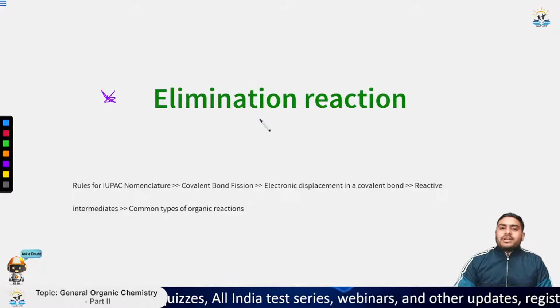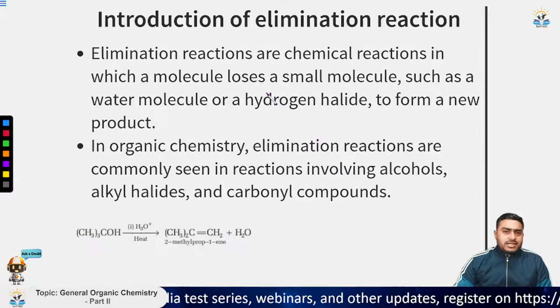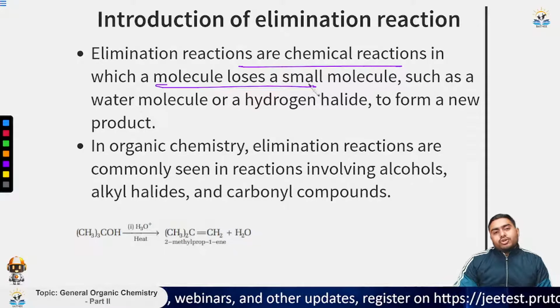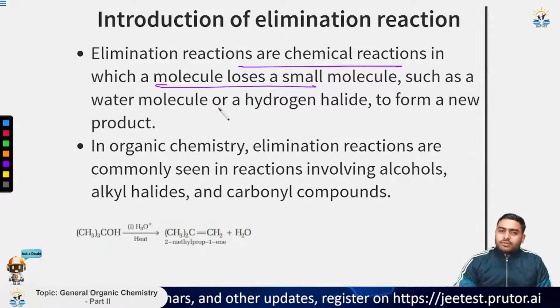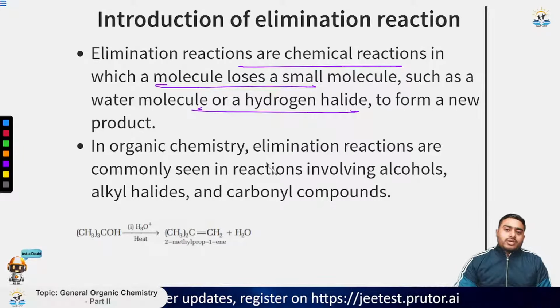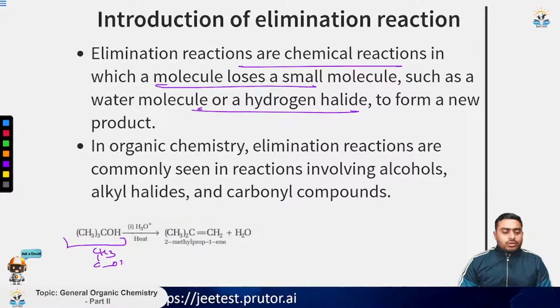Next type is elimination reaction. In elimination reactions, as the name suggests, elimination is taking place. That means removal. So these are chemical reactions in which a molecule loses a small molecule such as water or any gas or hydrogen halide to form a new product. Like you can see (CH3)3COH. This is tertiary butyl alcohol. This is the structure: CH3, OH, CH3 and CH3.